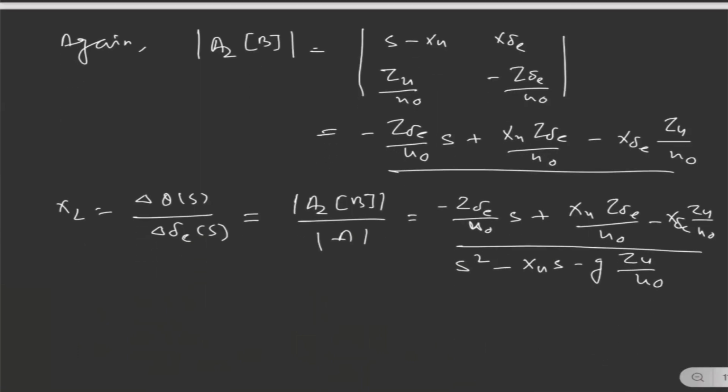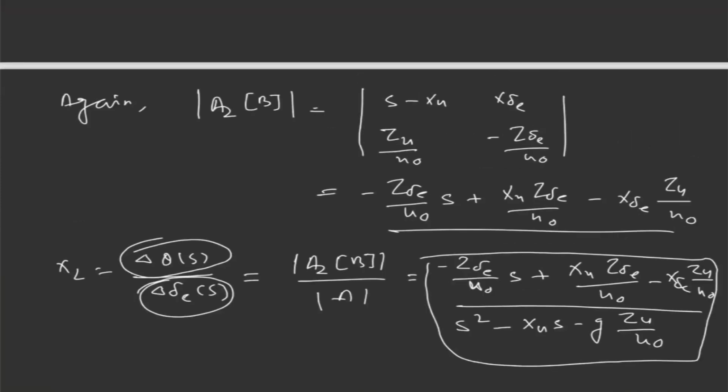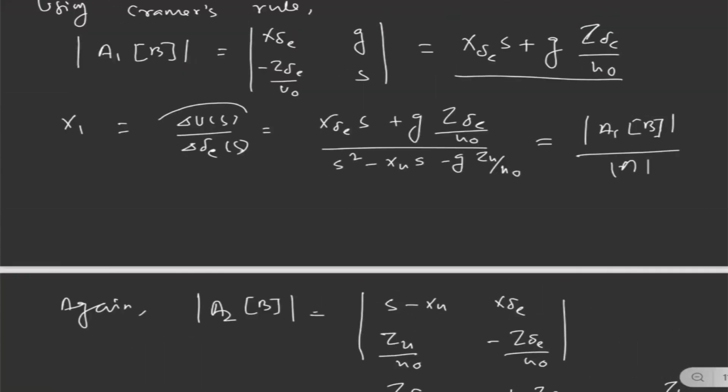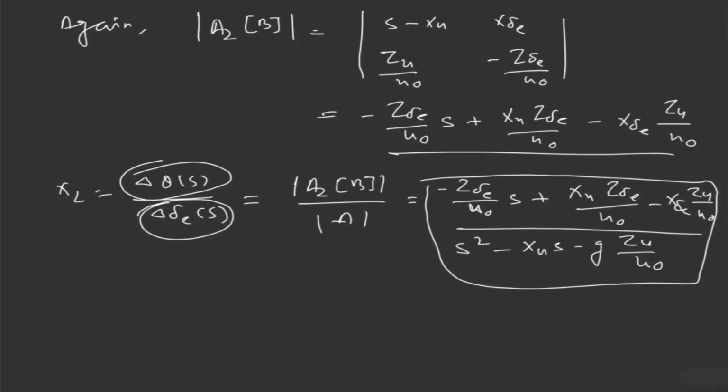So we have found the transfer functions, and this is how delta theta is going to be affected by the control input delta elevator, and here how the delta u is going to be affected by the control input delta elevator. This is very important because, as I said, finding the transfer function is, of course, a very important thing. Once we have the transfer function, we can apply the conventional or classical control method for designing the control algorithm. These are a few examples we have discussed so far.